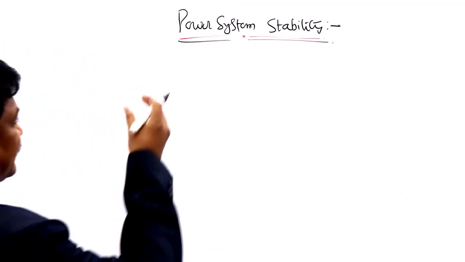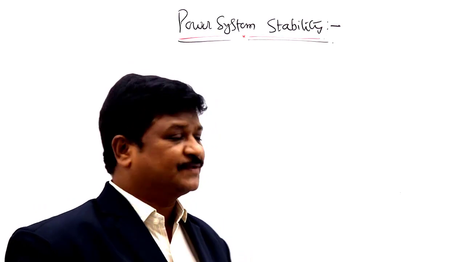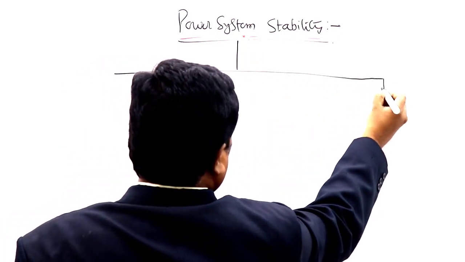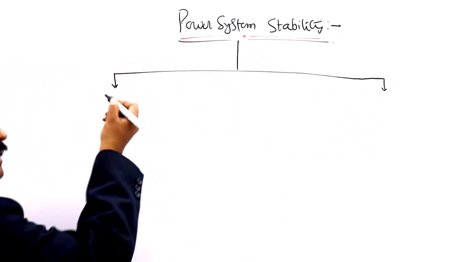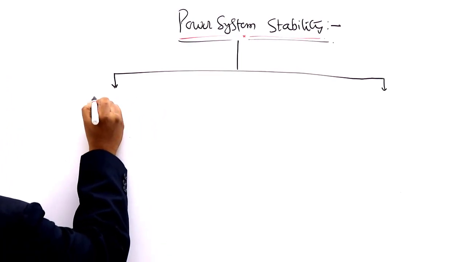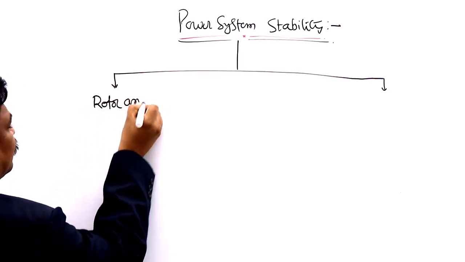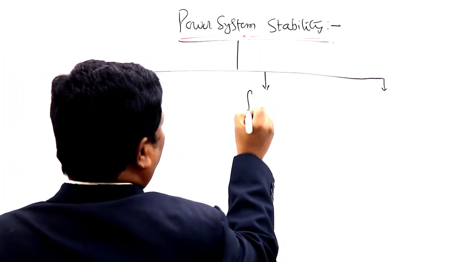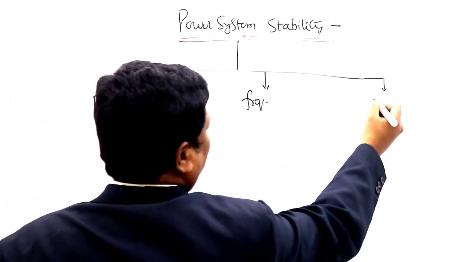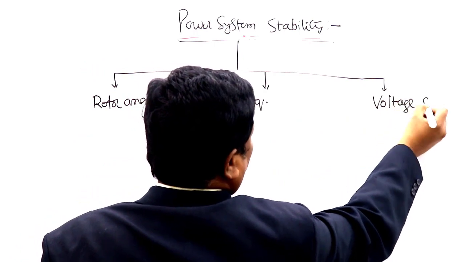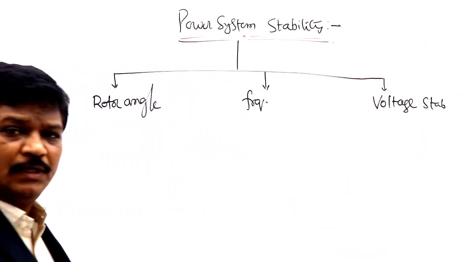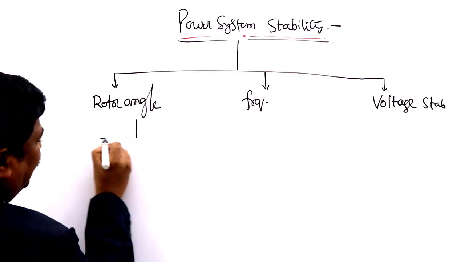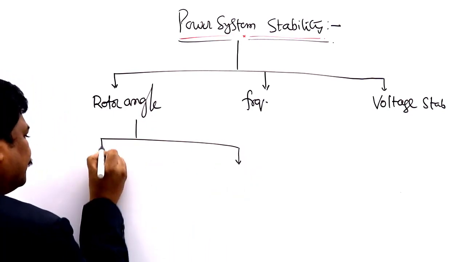So the topic is power system stability. In power system stability, we have different categories of stability. Number one, we call it power angle stability, that is rotor angle stability. The second category is frequency stability. The third one is voltage stability. Now, coming to rotor angle stability, it can again be categorized into two types.